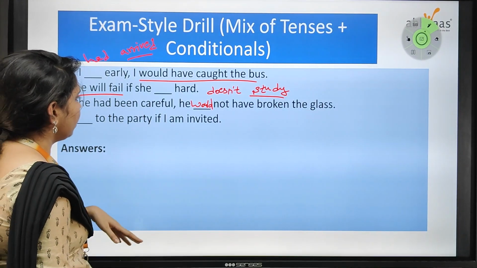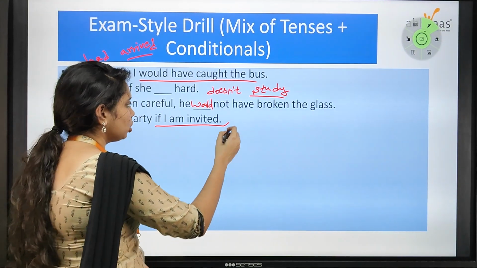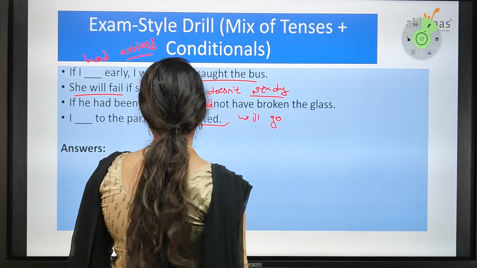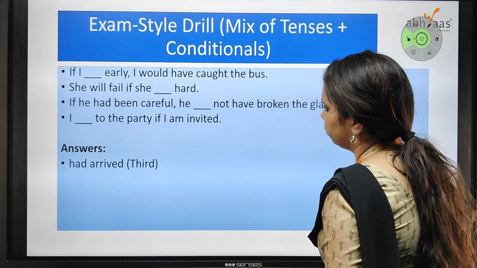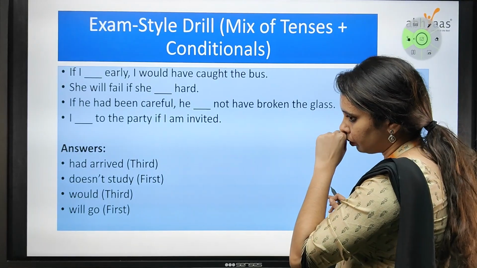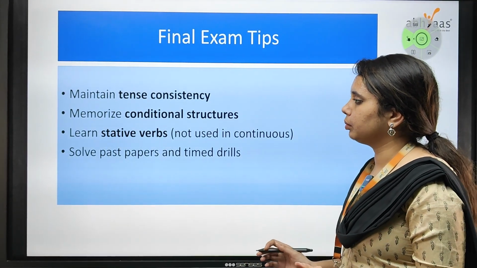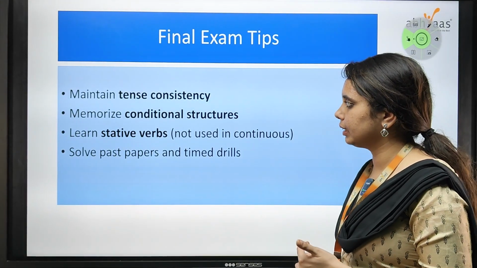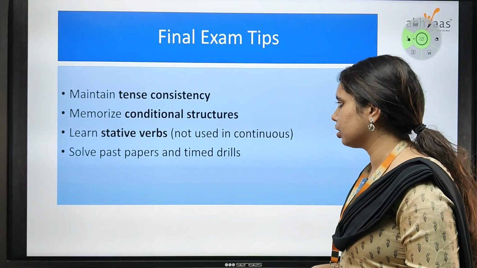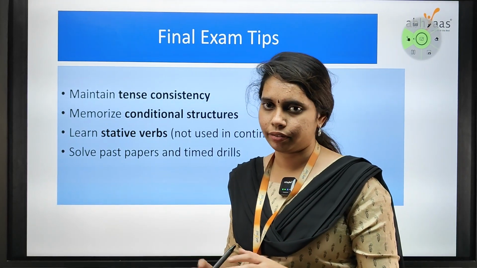I dash to the party if I am invited. So this is something certain, right? You can see that if I am invited. So it's like I will go to the party if I am invited. Just first condition. Okay, first condition. So what you can do is, when it comes to your final exam, you have to look at the tense consistency, memorize the structures of these conditional clauses, and learn what these stative verbs are. Okay, and you can solve. I think you already got an idea about stative verbs, right?